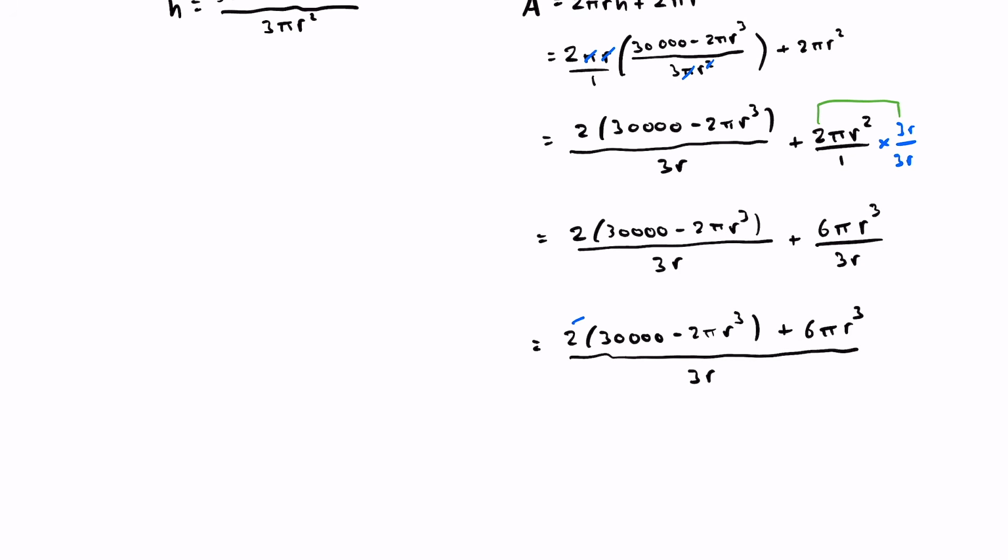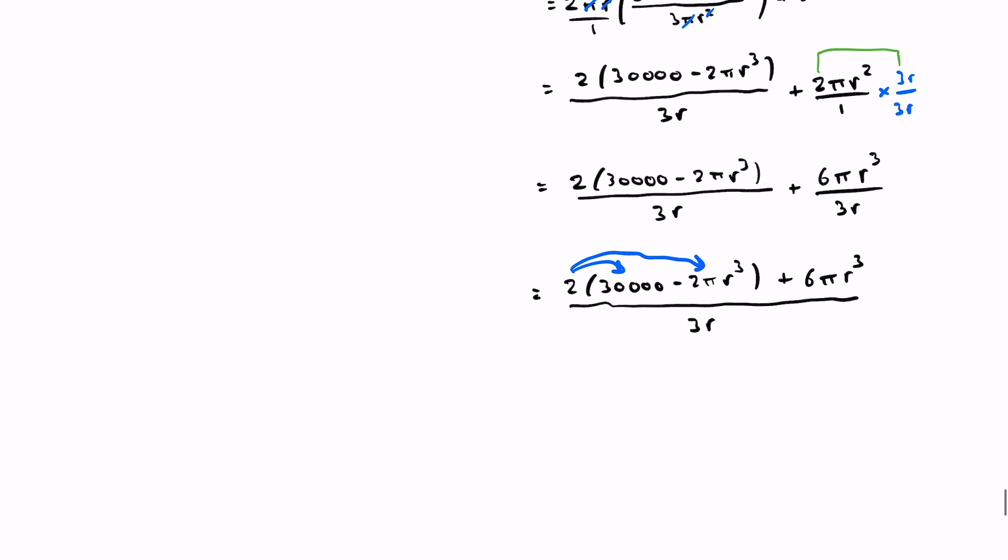So we use, some of you might know this as the rainbow method. 2 times 30,000 is going to be equal to, actually I think we could factor here as well, but let's maybe just expand and then factor. That's going to be okay as well. 60,000 minus 4 pi r cubed plus 6 pi r cubed all over 3r.